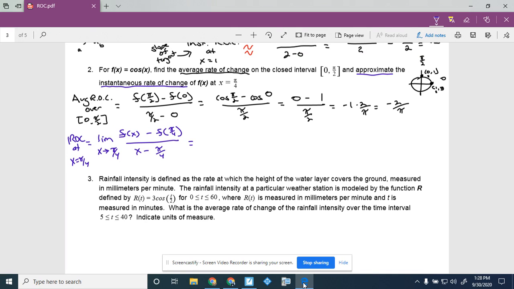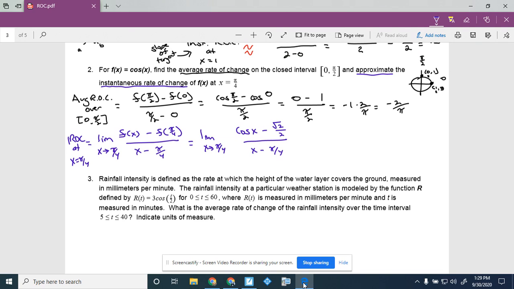So how would I do this now? Well, what is f of x? It's cosine x, right? So I'm going to start chucking stuff in here. So cosine x minus cosine of pi over 4, but hopefully you know that the cosine of pi over 4 is radical 2 over 2, and then all over x minus pi over 4. So now I just have to do this limit, and I'm going to get the instantaneous rate of change.